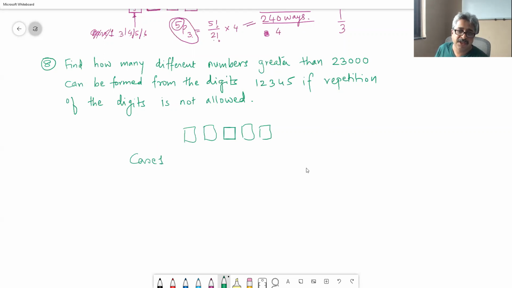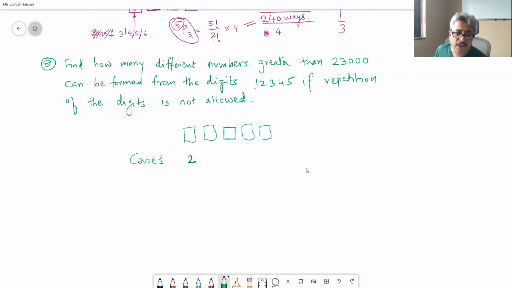Suppose case 1, first digit is 2, that is what we have put in the first box. And then we think about, in how many ways can we occupy the second digit for the number to be greater than 23,000? Suppose if we put 2 here, then there is a possibility of 1 coming here, which we don't want. 2 will not come here again because repetition is not allowed.